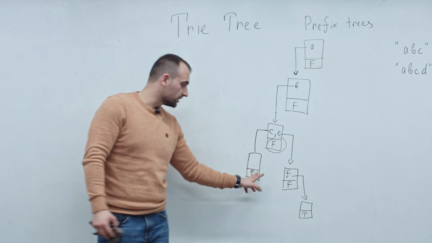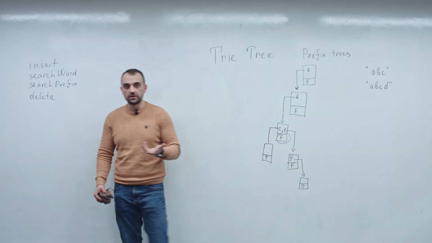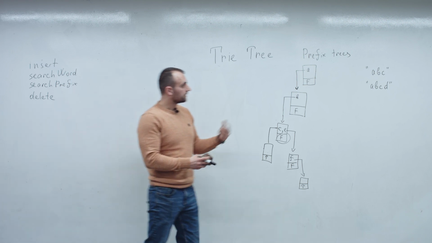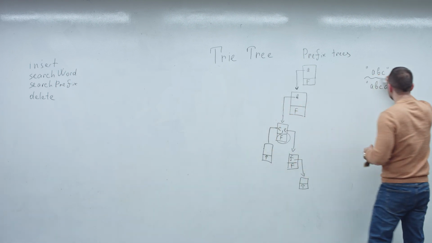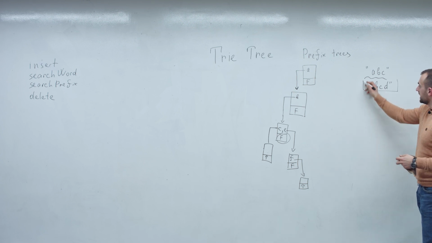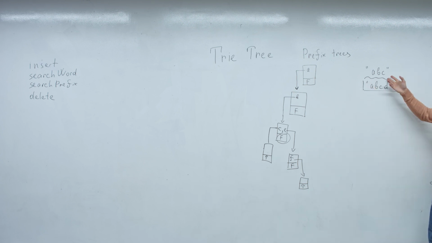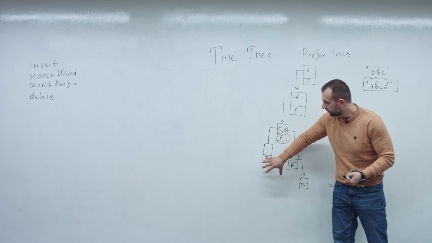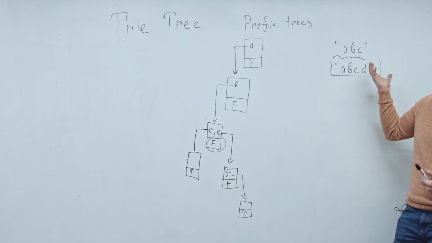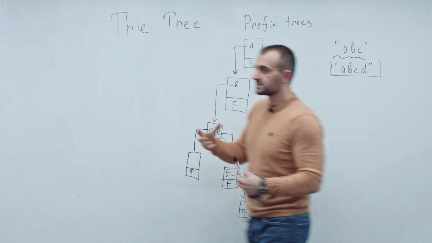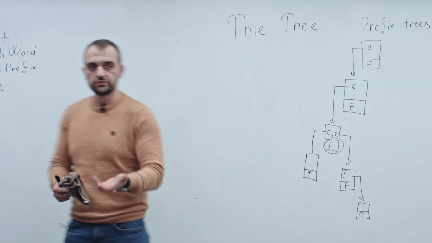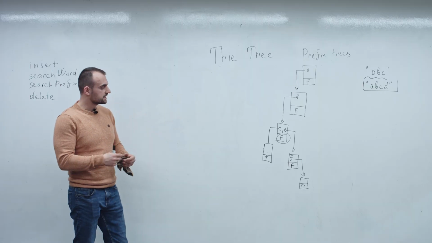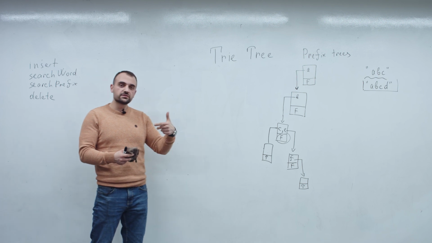Why? Because this node is marked as true, as the end of some other word, right? And you can see here that ABC still exists. You want to delete this ABCD word here, but ABC wasn't deleted yet. So you can't just remove this node from here, because you'll lose the word ABC. So your condition for whether you are allowed to remove something is not just that children is empty. It is empty and is not a word.